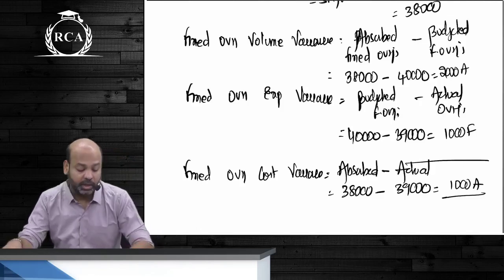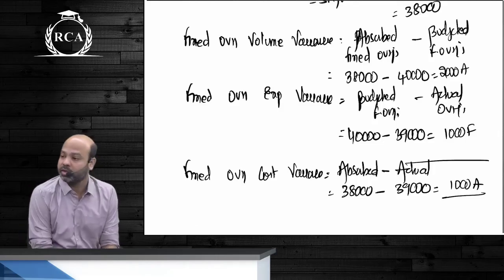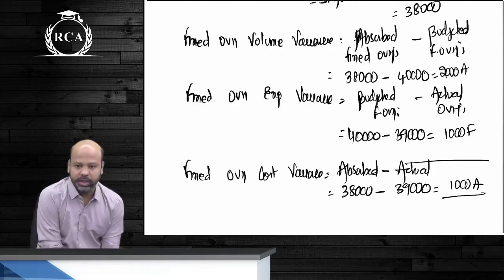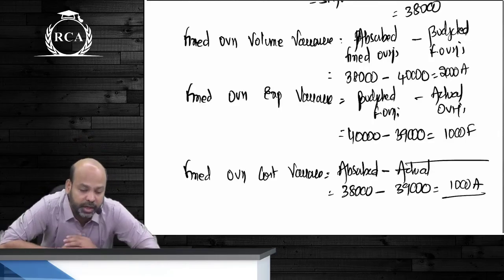In this question you can compute the calendar variance, beta. We are working for one extra day. As per the budget, it is 40,000, 2,000 favorable. There is no benefit, but yes, it is actual working days minus budgeted working days multiplied by standard rate per day.